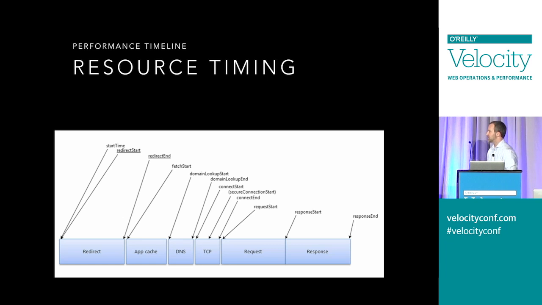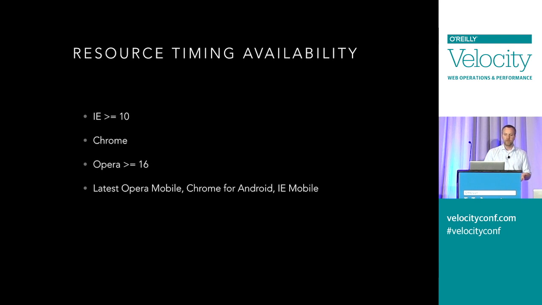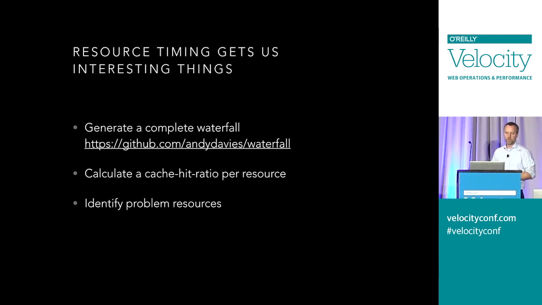Right? So you get information about how long it took to redirect over to the object, if that was involved, how long it took to perform DNS on that particular object, irrespective of how long it took for the page, if it was on a different host, connection information, and that type of stuff. And again, it's available on recent IE, Chrome, Opera, as well as even some mobile devices.